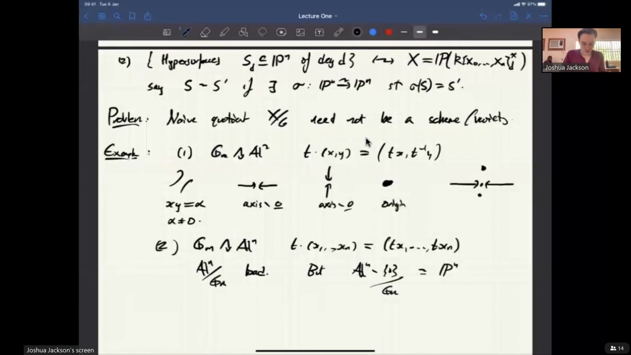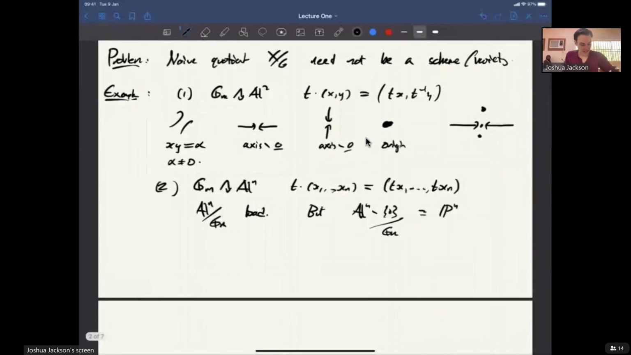And then one final thing to say is that from both of these examples, you'd be forgiven for looking at them and saying, aha, I see what the problem is. The problem is that orbits aren't always closed. So if you just always have closed orbits, then everything is going to be fine. And that is a reasonable thing to think, but it is also not true.